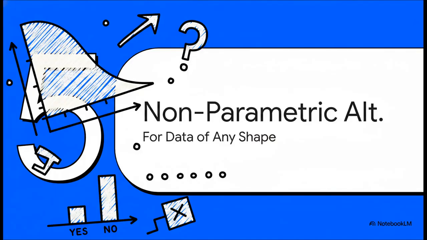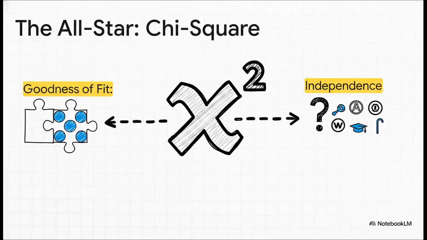Okay, but what happens when our data doesn't fit that perfect bell curve? I mean, what if it's all skewed to one side, or it's just based on categories like good and bad. Well, that is exactly when we turn to the super flexible, non-parametric tests. And the undisputed all-star of this group is the chi-squared test.